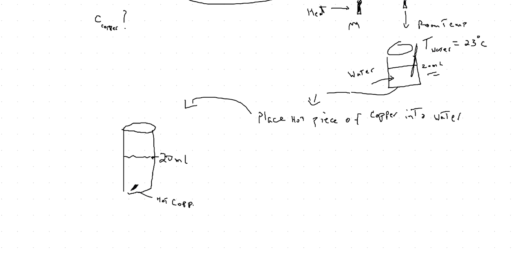And what's going to happen is the piece of copper is going to give off heat. That's what this squiggly line is. I'm going to call that Q. Okay, so Q is going to be the heat given off by the copper. And the heat given off by the copper is going to be the same as the heat absorbed by the water.